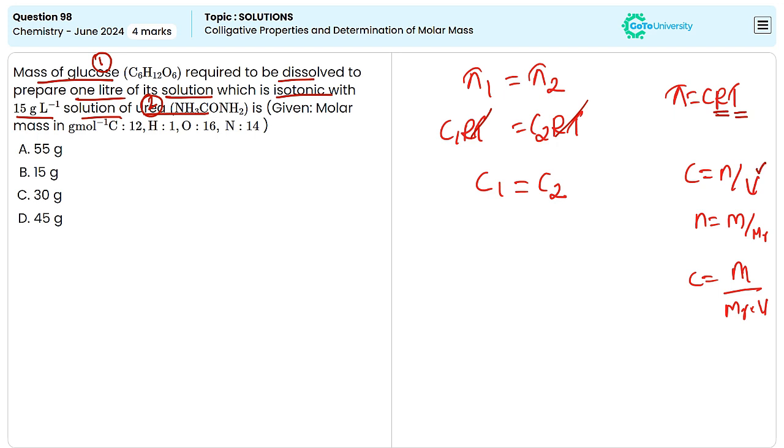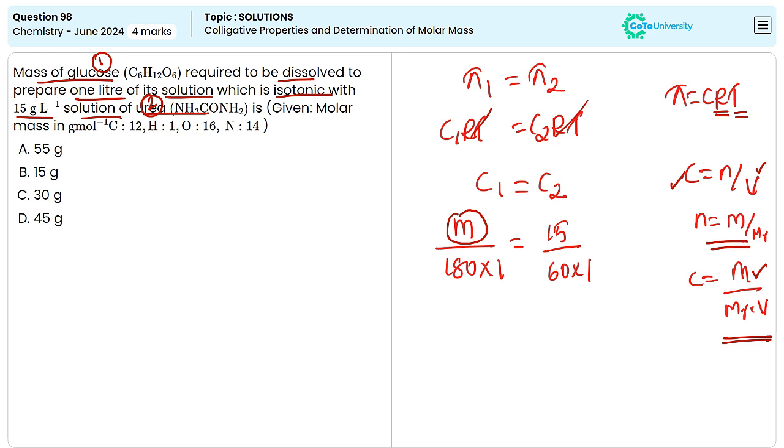n is the number of moles of the substance that can be found out by the equation m divided by molar mass. m is the mass of the substance dissolved. Now by substituting the value of n in this equation, we can write the concentration C is equal to the mass of the solute divided by its molar mass into the volume of the solution. Now we can write the concentration for both the solutions.